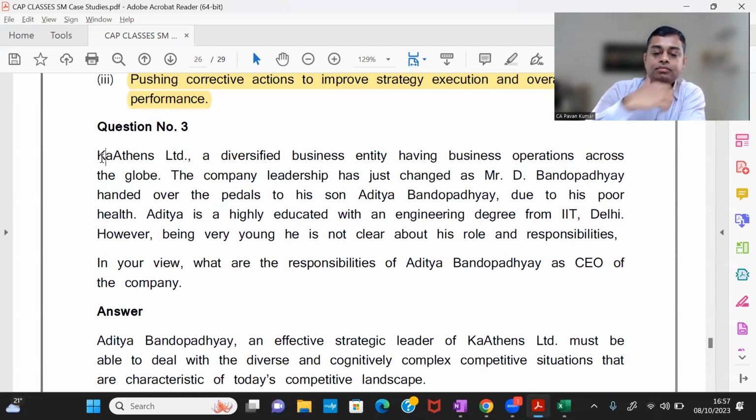Read. Question number three: Cadence Limited, a diversified business entity having business and operations across the globe. The company leadership has just changed. Bandopadhyay handed over the pedals to his son, Aditya Bandopadhyay, due to his poor health. Aditya is highly educated with an engineering degree from IIT Delhi. However, being very young, he is not clear about his role and responsibilities. In your view, what are the responsibilities of Aditya Bandopadhyay as CEO of the company?